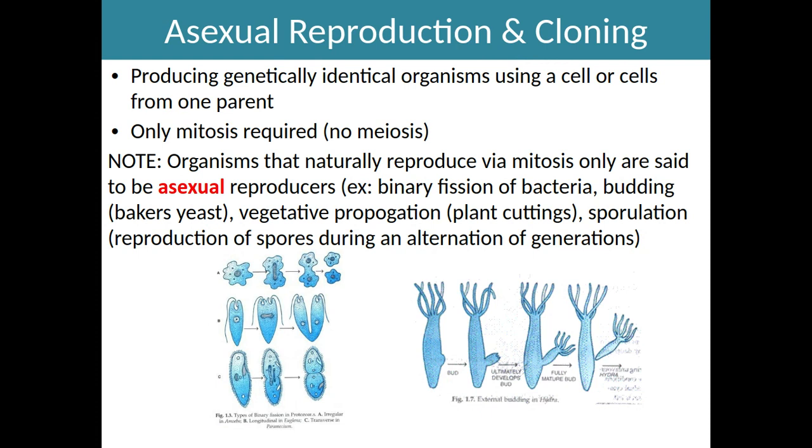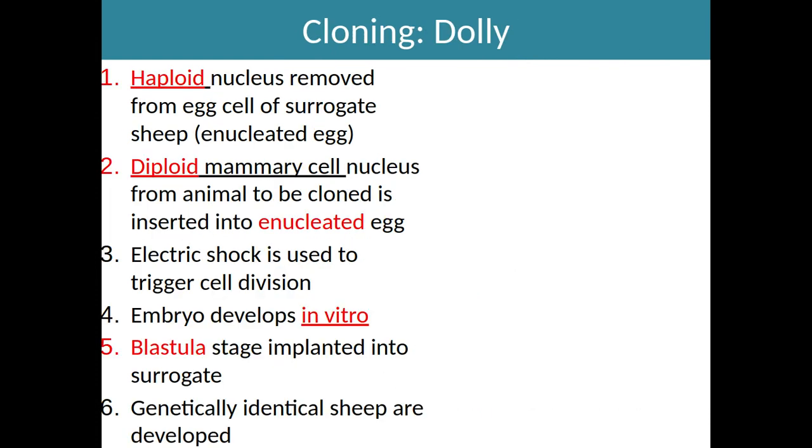So we're producing genetically identical organisms, okay? One parent, 2 genetically identical children. Binary fission of bacteria, budding of hydra, the propagation of plant cuttings, which you'll see in the video, vegetative spores, anything like that is considered asexual reproduction. Because of asexual reproduction, they started to look at it and say, hey, can humans do this? So that's when the cloning of Dolly came about.